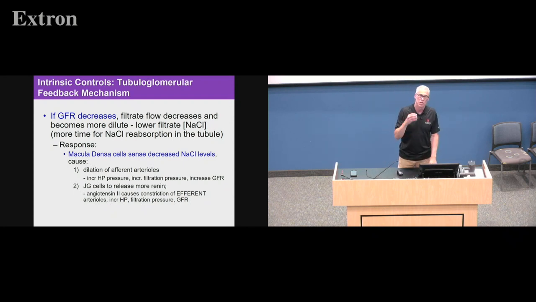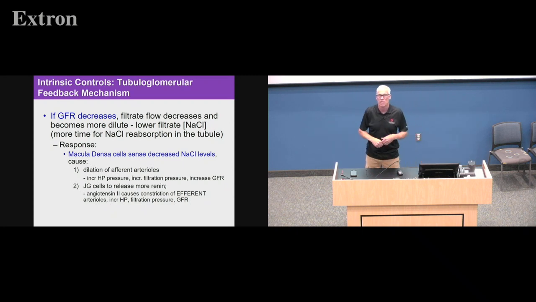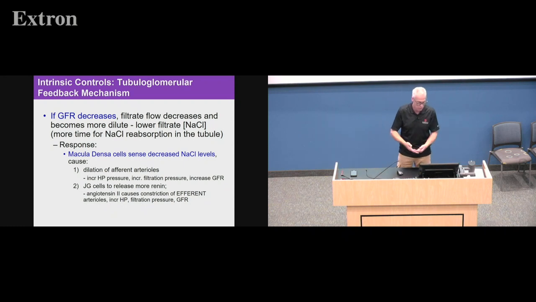They would cause the juxtaglomerular cells to release less renin. The angiotensin II levels would go down, and the efferent arterioles would dilate, lowering the hydrostatic pressure in the glomerular capillaries, contributing to a drop in GFR. So the macula densa cells will orchestrate this tubuloglomerular feedback by controlling the smooth muscle of the afferent arteriole and the release of renin, or inhibition of release of renin, by the juxtaglomerular cells.